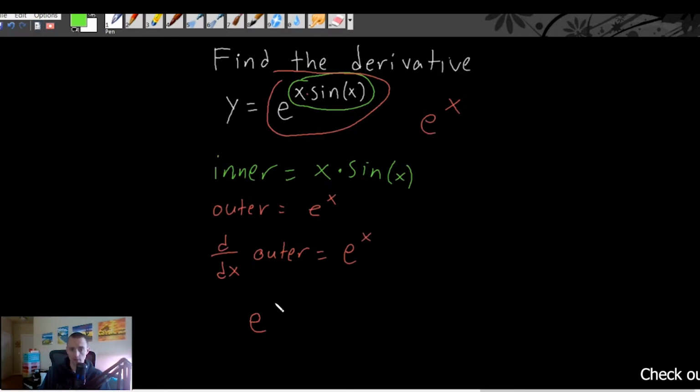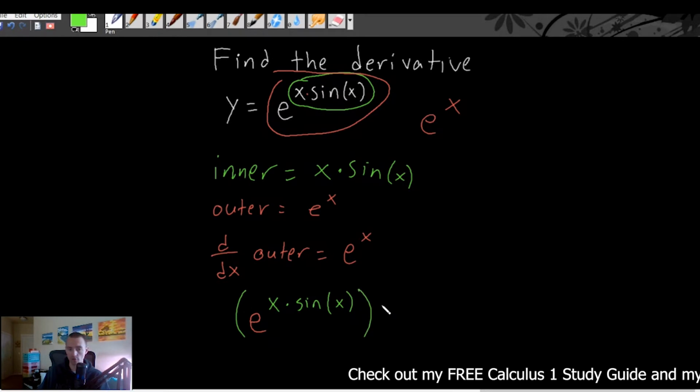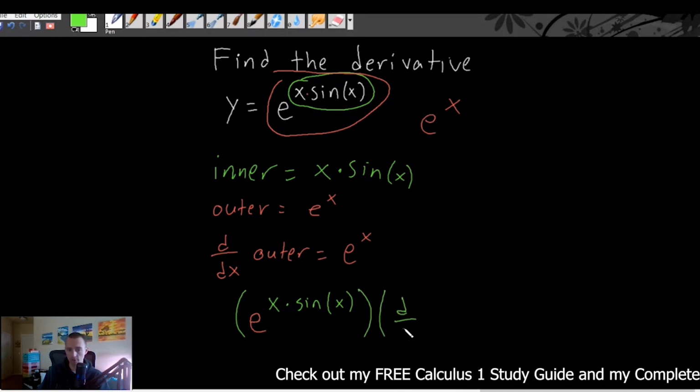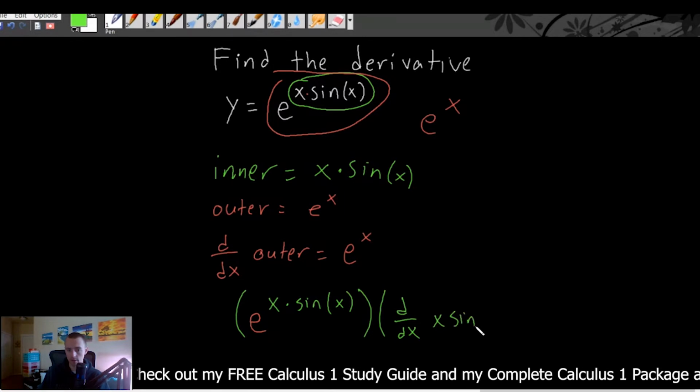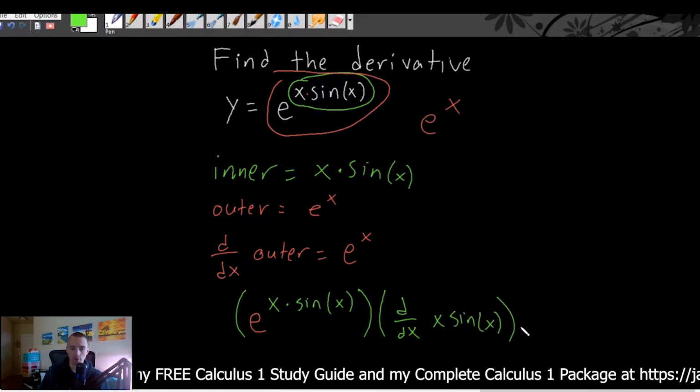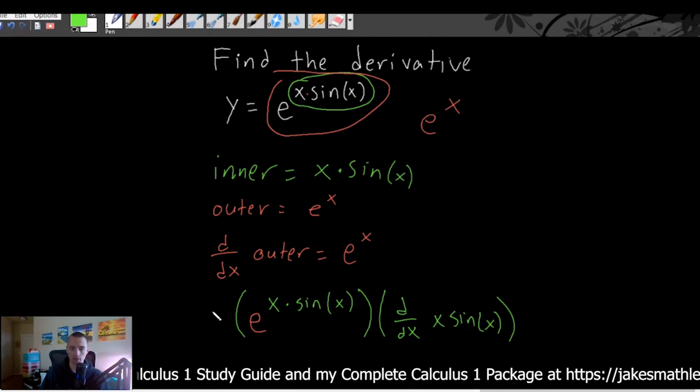So that's going to be x times sine of x. And then multiply this whole thing by the derivative of our inner function. So the derivative of x sine of x. So now this is where the product rule is going to come into play.